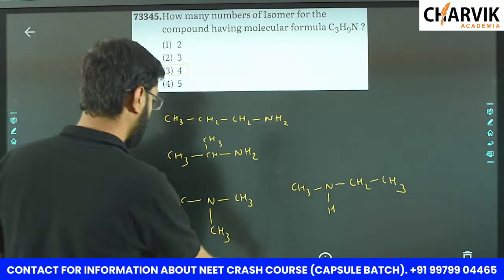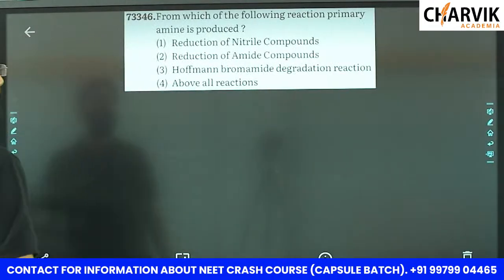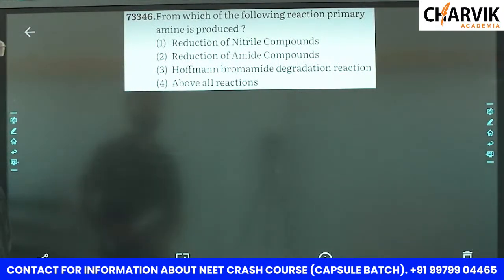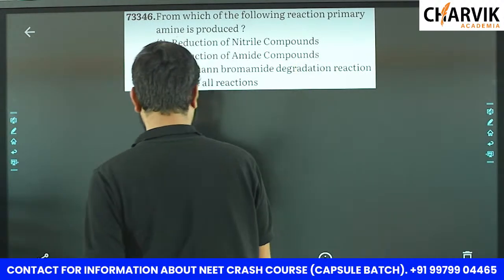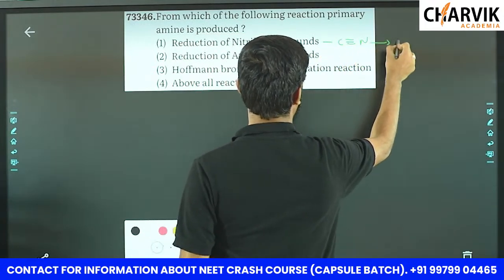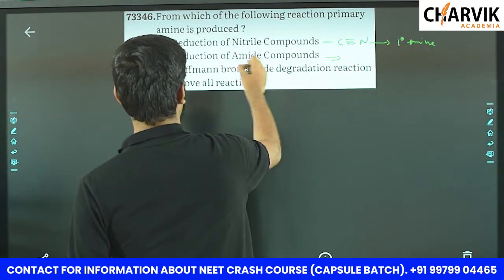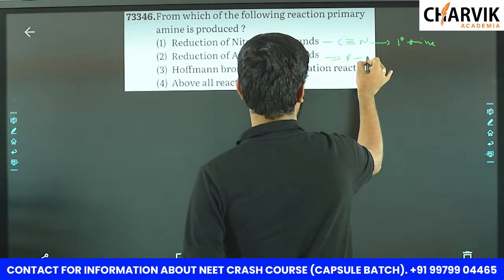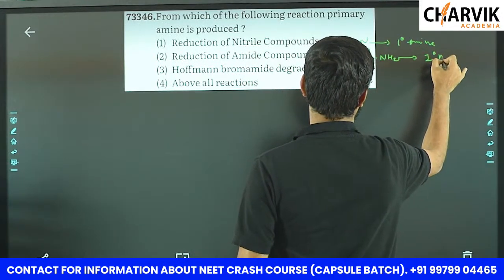Okay, move to next question. From which of the following reactions is primary amine produced? By reduction of nitrile, C triple bond N, you will get primary amine. Second, reduction of amide. By reduction of amide, you know that you will get primary amine.